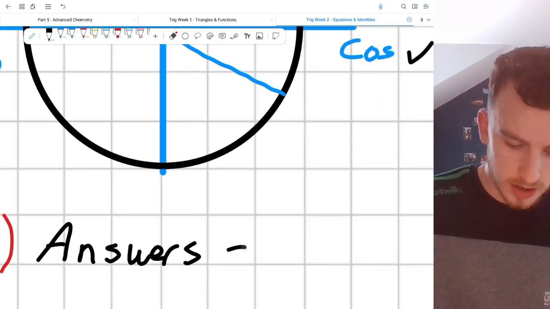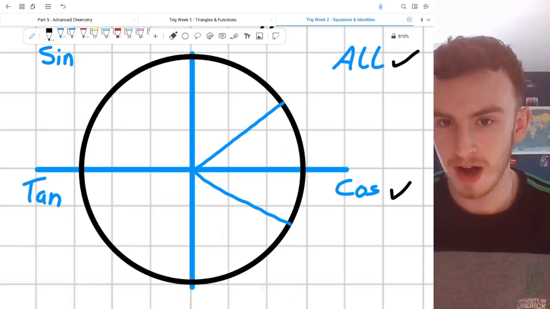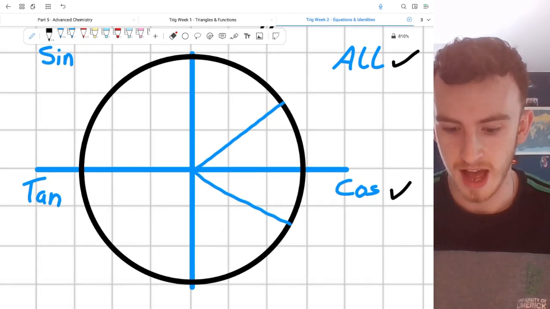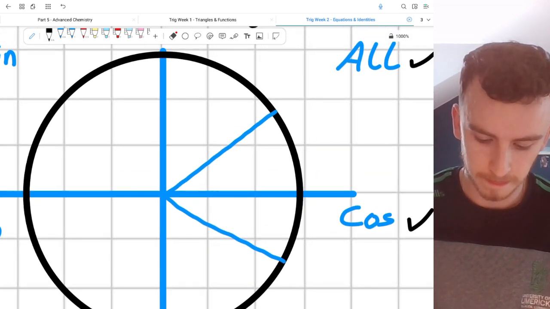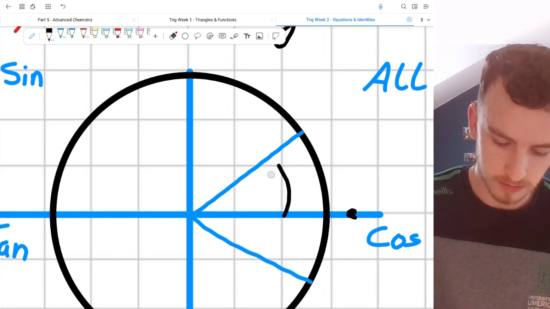So your answer is your angle from the positive x-axis. So that is this here. So our first angle is going to be this angle here, which as we know is 30 degrees, right?